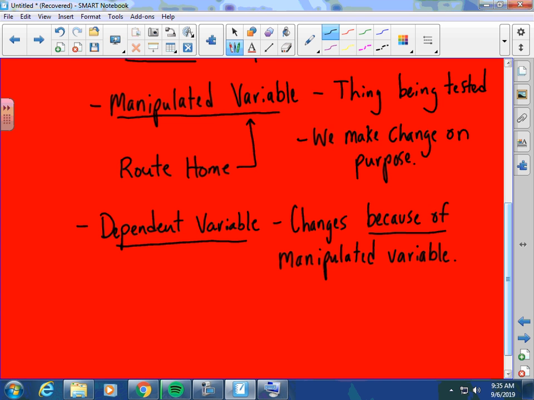That makes sense? So I have to talk about these variables for experiments. We got to know what they are in order to properly graph data.